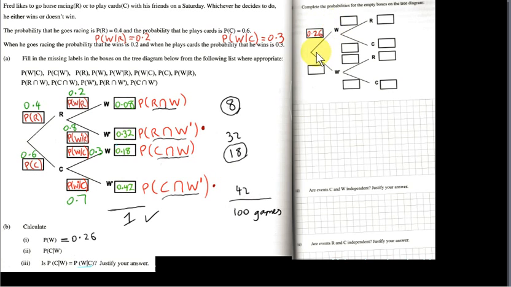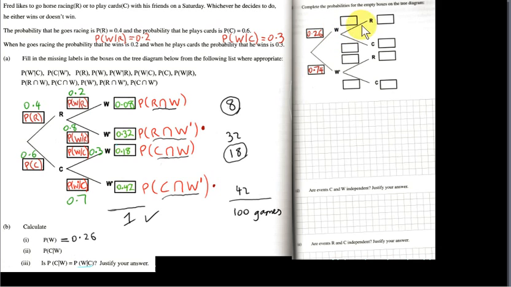Well, there are only two options for Fred when it comes to the outcome of a game that he plays. Either he wins or he does not win. We saw that in the question, because it says here, whichever he decides to do, he either wins or doesn't win, whether he goes horse racing or plays cards. So the probability that he loses or that he does not win is 1 minus 0.26. So we get 0.74.